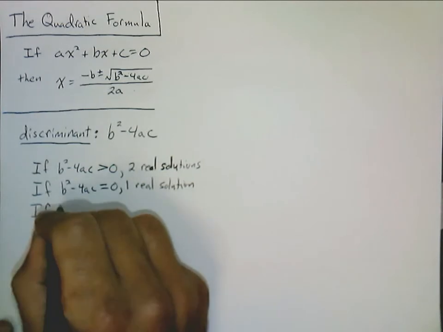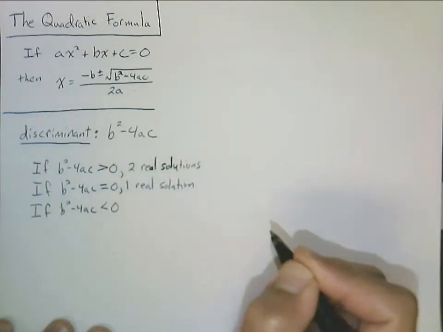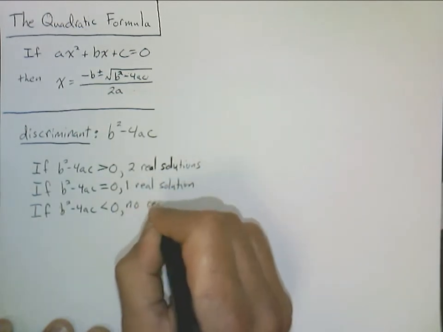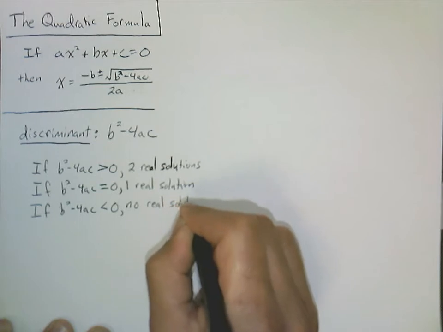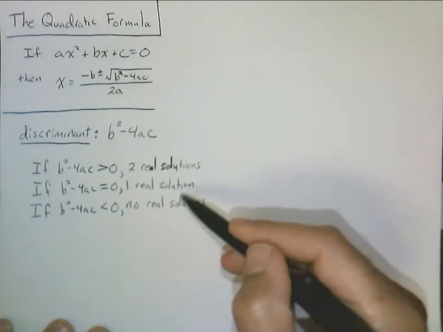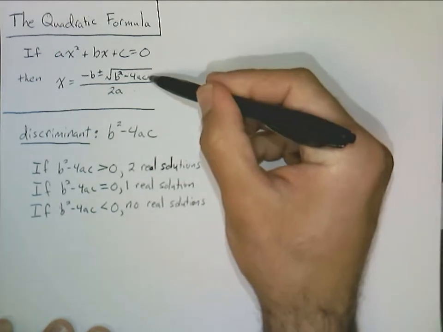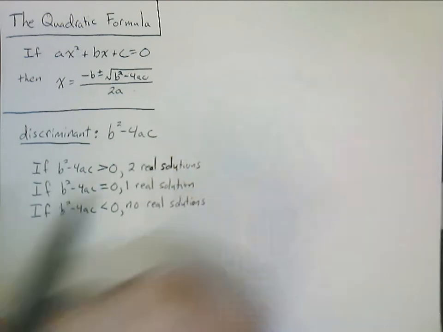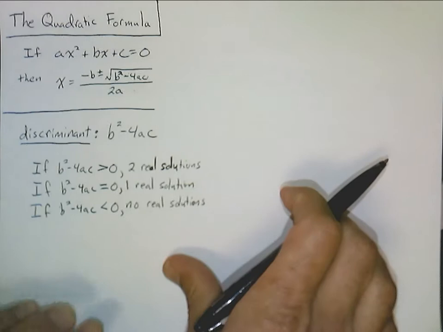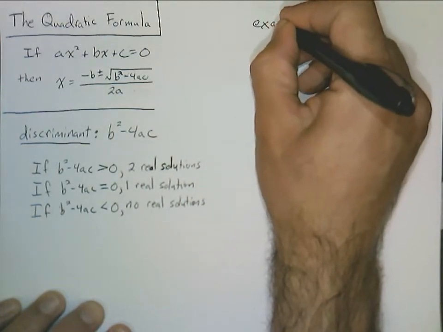And now, if b squared minus 4ac happens to be less than 0, meaning negative, then we have no real solutions. There are solutions, they just happen to not be what we call real numbers, because in the real number system, you can't take the square root of a negative number. And that's all that that means. So let's see how this works with an example. Call it example 1.